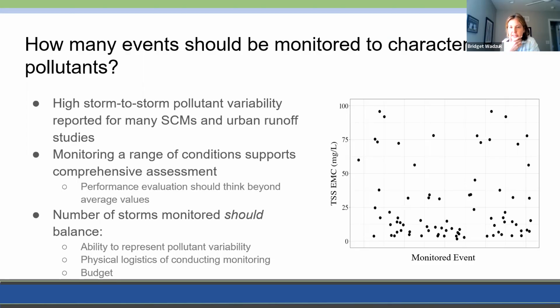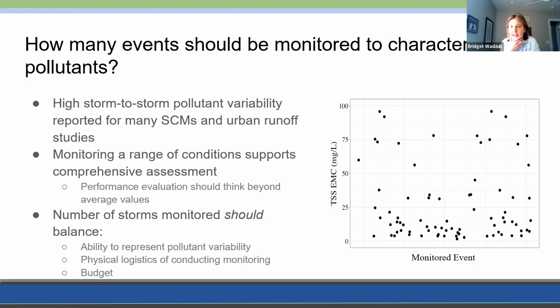You can look at the picture on the slide here, and we're looking at total suspended solids, the event mean concentration, and the number of monitored events that you have. And you see that there's a big range of values on here. When you look at a plot like this, now you have to make some sort of assessment of, well, how is this system behaving? And is this characteristic of how the system behaves?